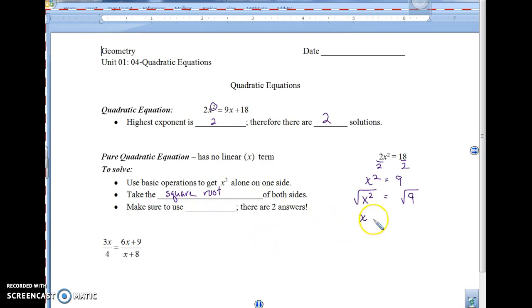However, remember we said there are going to be two answers here, since this is quadratic. When you take a square root, there's actually two answers. So you have to use plus or minus, because one answer will be positive, one will be negative. The square root of 9 is positive or negative 3. 3 squared is 9, and also negative 3 squared is 9. So that works both ways. So it's plus or minus 3. There's actually two answers. Most of the time when we're calculating in geometry, we only use the positive answer, but you should be aware that there's a negative answer as well.